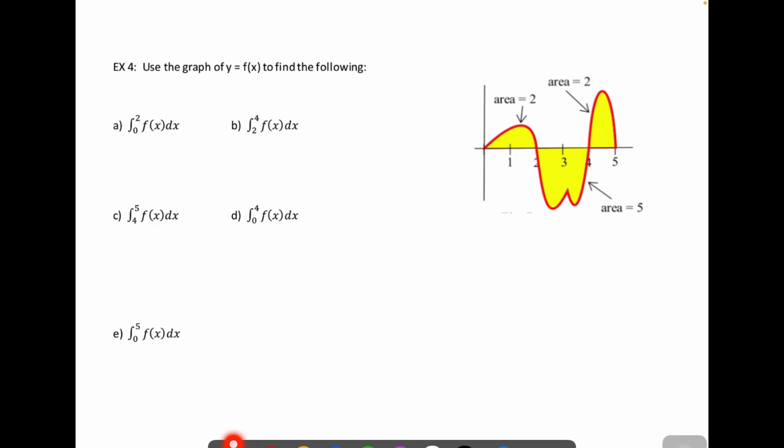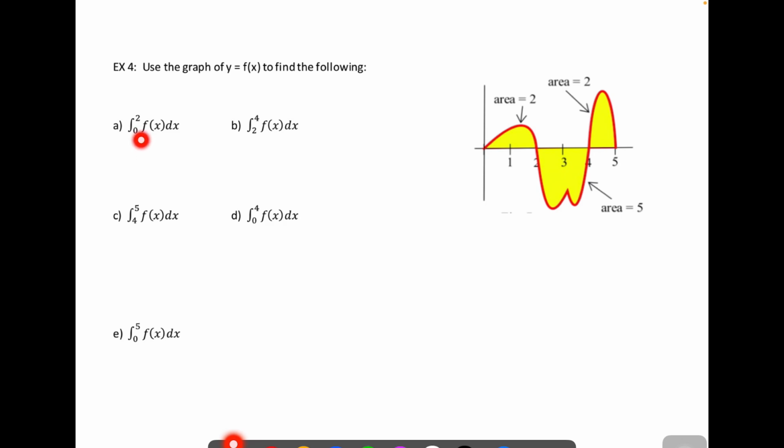Finally, in my last example, I want to come back to this idea of area and show you what happens if our function is actually below the x-axis. What happens if our y values are actually negative? And so I'm going to illustrate this by just doing an example. We are given a picture of a function, and we're told what the area of certain regions are on this graph. And we're going to use the graph to find several integrals.